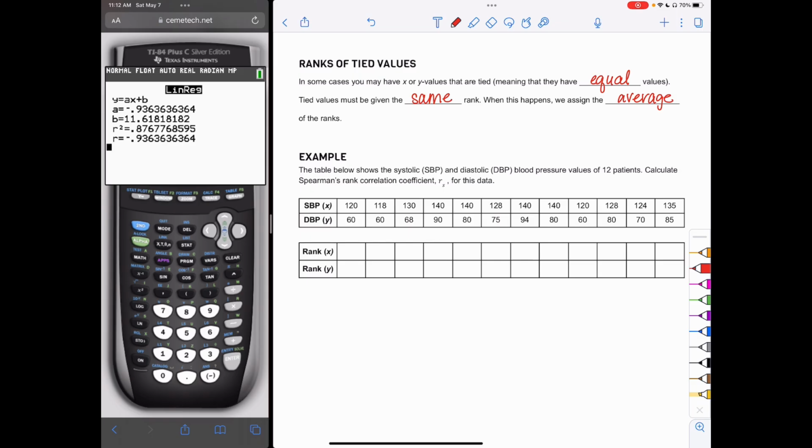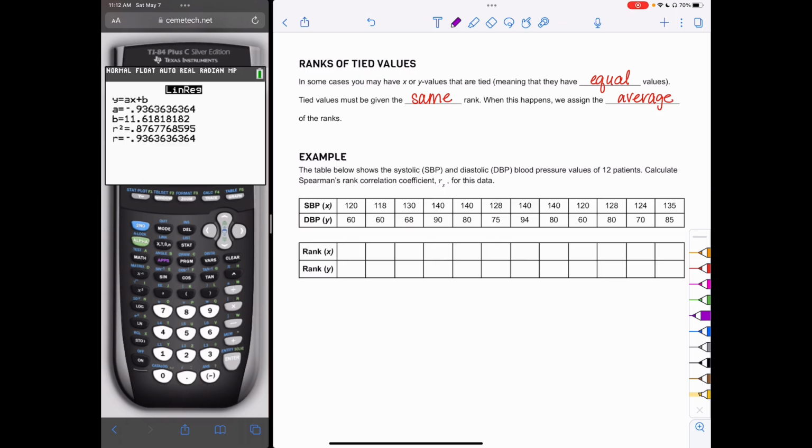All right. So the example below says, the table below shows the systolic and diastolic blood pressure values of 12 patients. Calculate Spearman's rank correlation coefficient, R sub S, for this data. So in order to do that, we need to rank our values for the X and the Y's. So for my X values and my Y values, this time I'm going to show you that you can do it by going from greatest to least, okay?